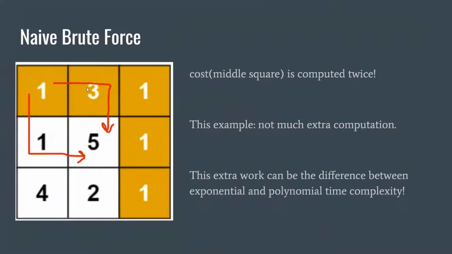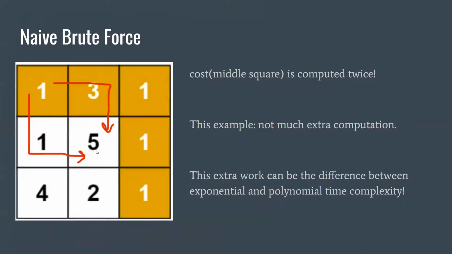So there's a problem with this naive brute force way of doing things, which is that the cost of this square is actually computed twice. So for example, these lines indicate the flow of control of the program. So if you do a recursive call to here, it will do a recursion call on this square, and then this will do a recursion call on here, and likewise with this other path. So since our program has no way of remembering the previous solutions to the subproblem or what the board looks like, it's going to do extra work.